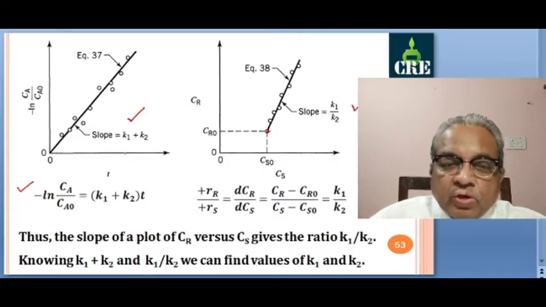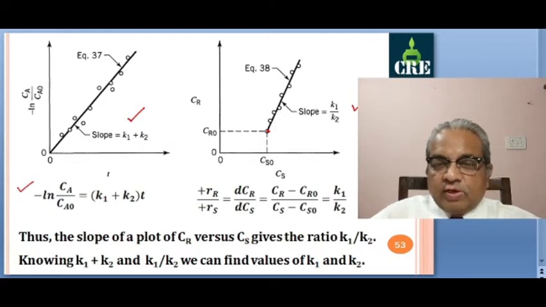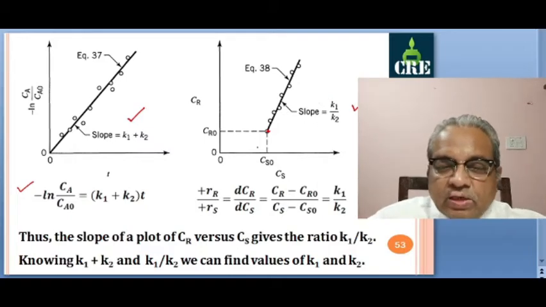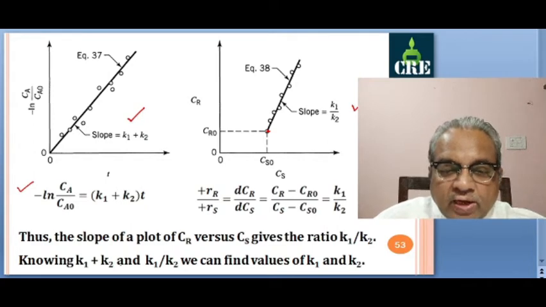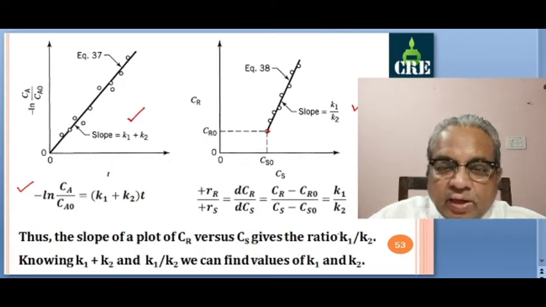So what we know, we have two equations now, this value of slope and this different value of slope. So K1 by K2 is equal to some numerical value, and K1 plus K2 is equal to some numerical value. So you have two unknowns K1 and K2 and two equations. If you solve these simultaneous equations, you can easily get the values. So knowing K1 plus K2 and K1 by K2, you can find the values of K1 and K2 for these reactions in parallel.